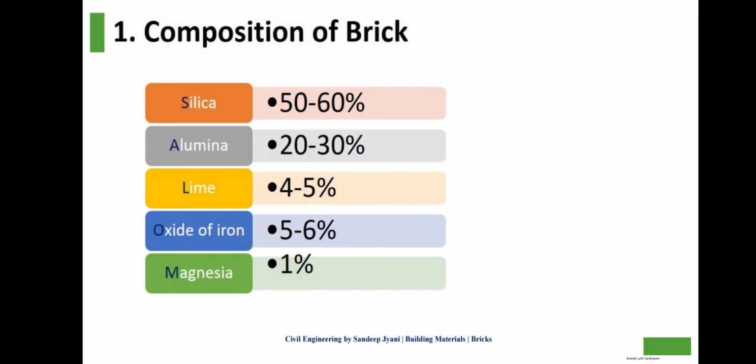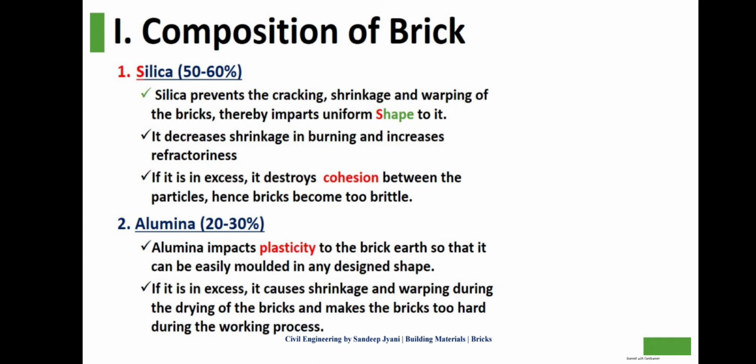Composition of brick. Silica, alumina, lime, oxide of iron, magnesia. Silica is present 50 to 60%, alumina 20 to 30%, lime 4 to 5%, oxide of iron 5 to 6%, and magnesia 1%. Composition of brick.